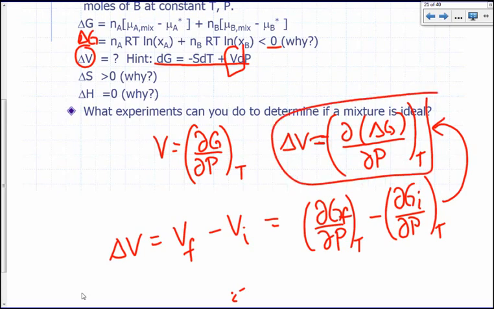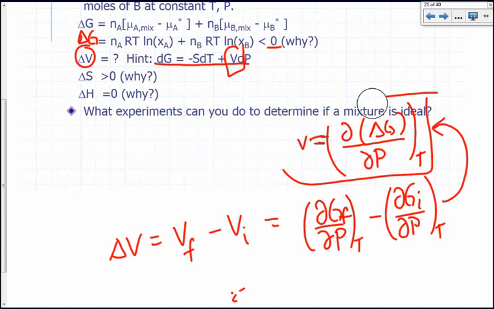All right, so if delta V is expressed that way, what do we get?